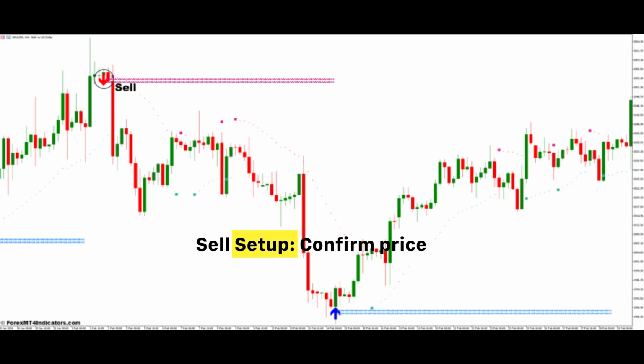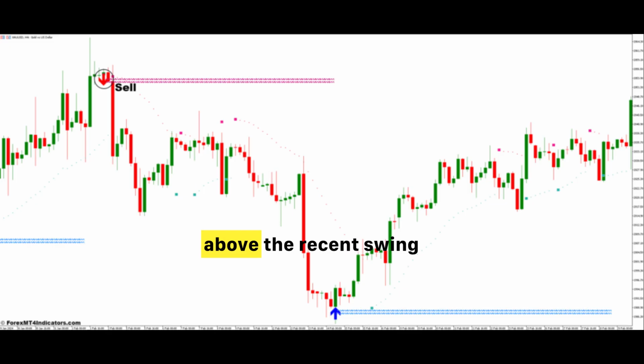Sell setup. Confirm price is in a downtrend. This aligns your trade with the dominant direction. Wait for price to retrace into a resistance or reversal area. When a red sell arrow appears together with a lucky reversal signal at that area, enter sell.